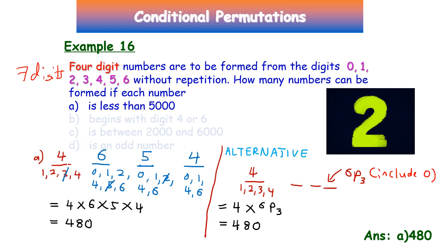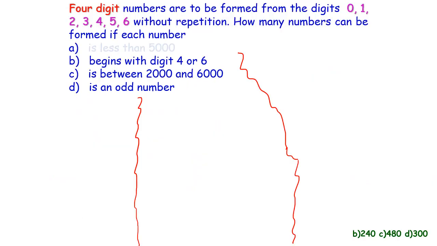Right. So next we move to question B. Next, begin with digit 4 or 6. Remember, we still have the same question, digits 0 until 6. As I said previously, we have a total of 7 digits. So move to question B.